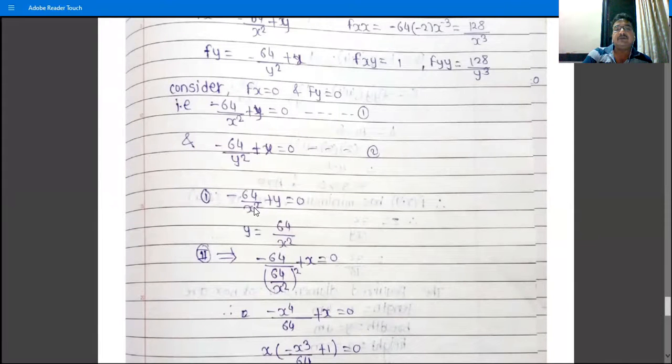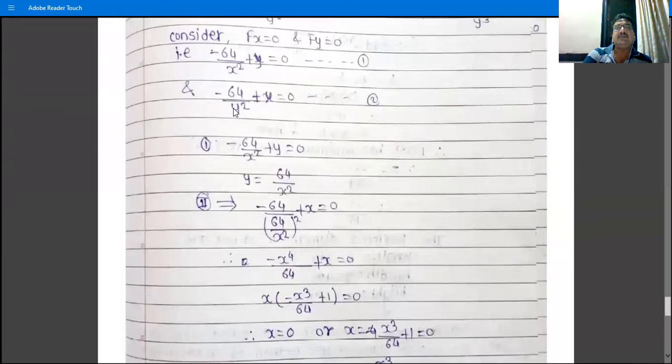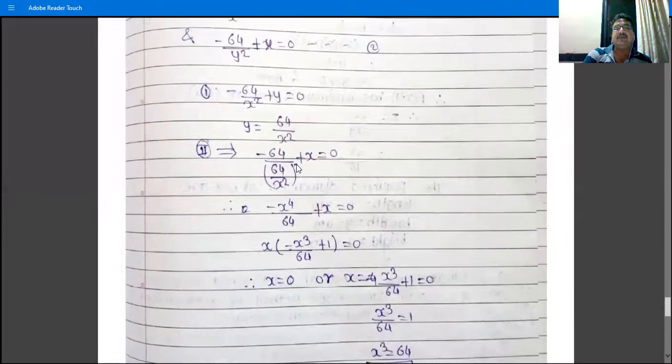So solve equations 1 and 2 simultaneously or independently. From equation 1 we have y equal to 64 by x square. Substitute this value in equation number 2. In order to solve equations 1 and 2, we can add, subtract, multiply, divide, or find the value of x or y from equation 1 and substitute in 2, or find it from equation 2 and substitute in equation 1. So we have y is 64 by x square from equation 1. Substitute in equation 2, we have this.